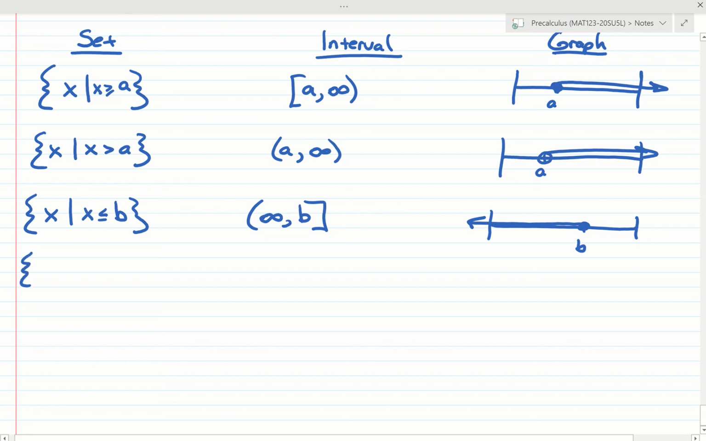Let's show you what happens if all x values such that x is just less than b exclusively. So on a number line, we would go to b, open circle, this way. So we have b on the right, infinity on the left. We're not including either of those.